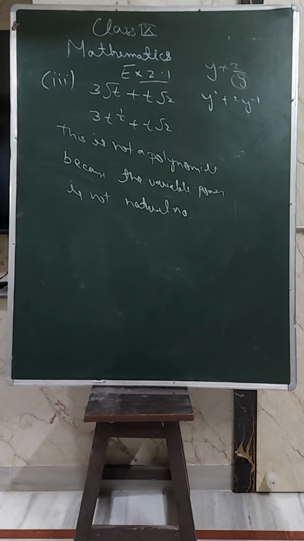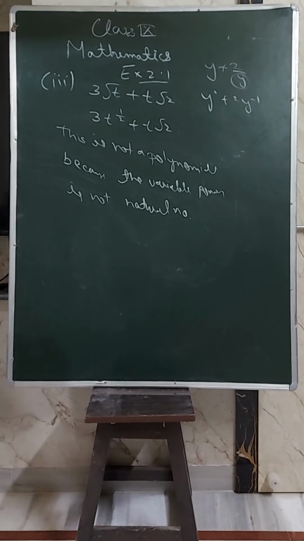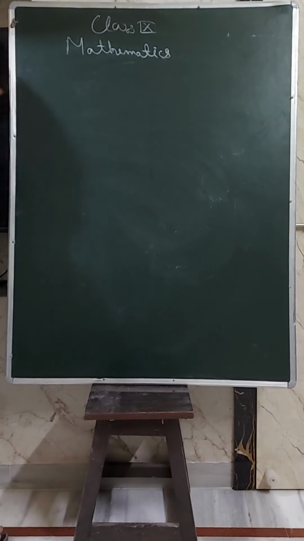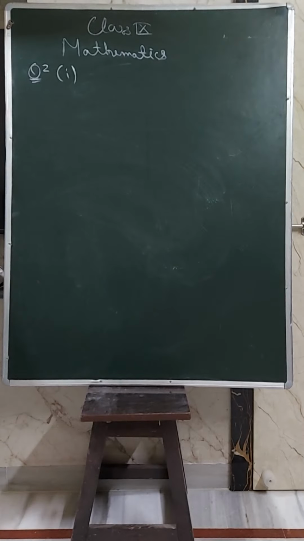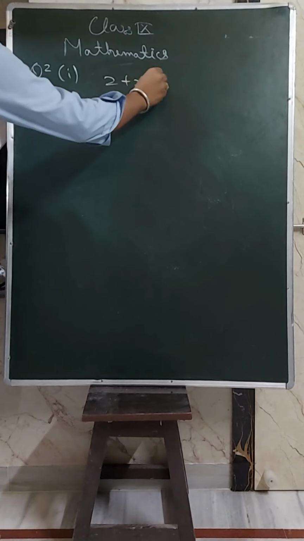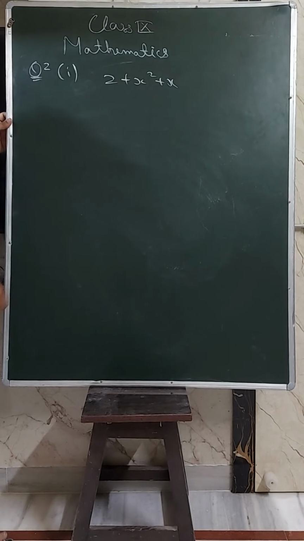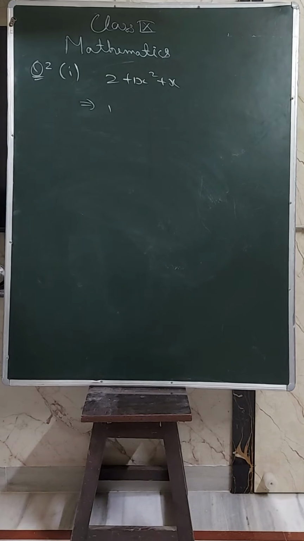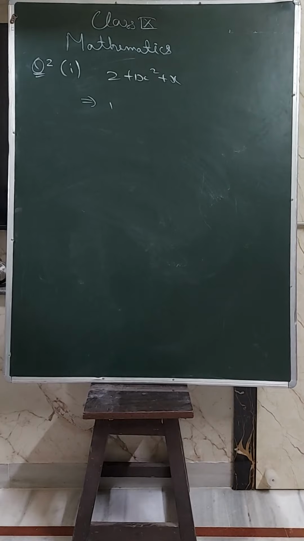Now second one, write the coefficient of x square in each of the following. Very easy question. Write the coefficient in 2 plus x square plus x. So what is the coefficient of x square? Means near the x square a number is there. If nothing is there, I can write 1. So the answer is 1. Now second part 2 minus x square. Second part is homework. Same only, minus 1 is there.